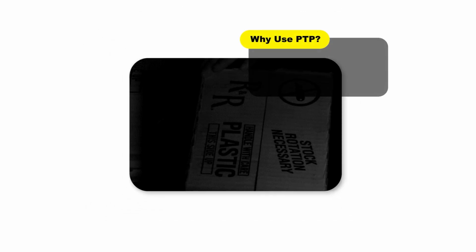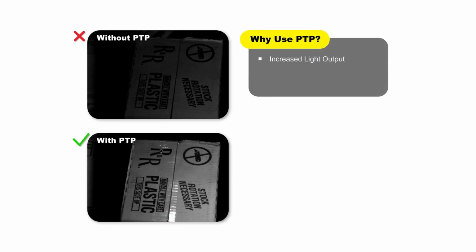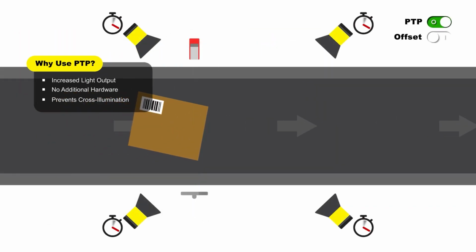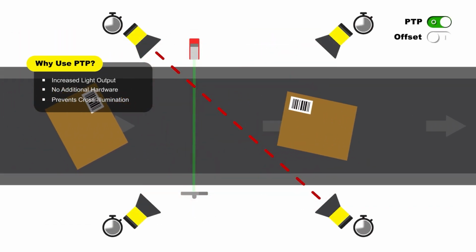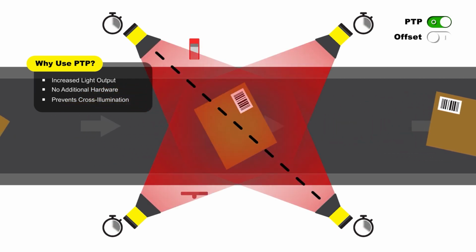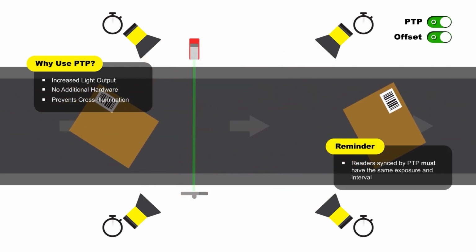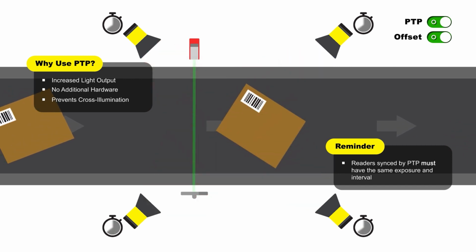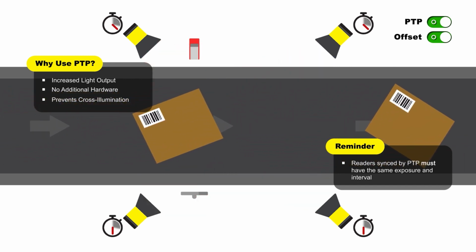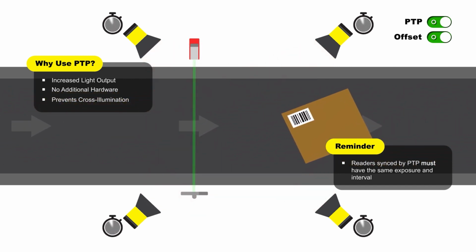PTP protocol allows for increased light output among readers without the need for additional hardware, and for image acquisition offset to prevent cross-illumination, which could cause glare and other image artifacts. Note that all readers synced by PTP must have the same exposure and interval for the sync to work correctly.